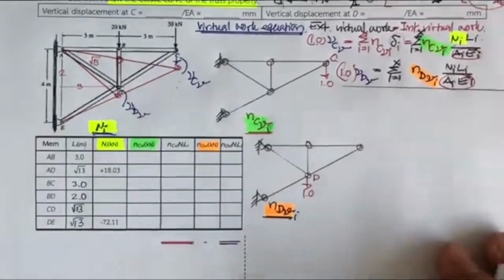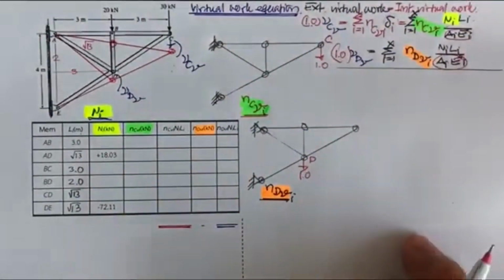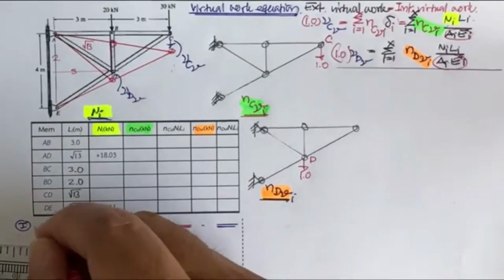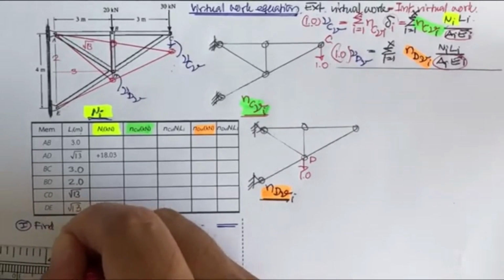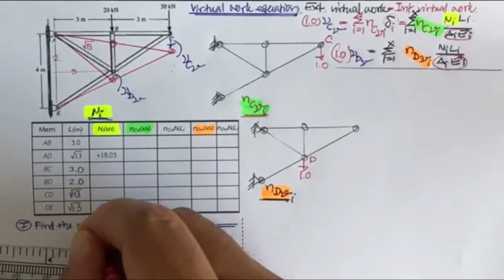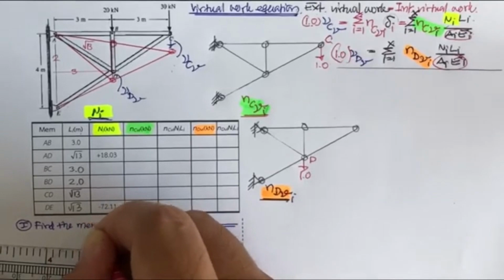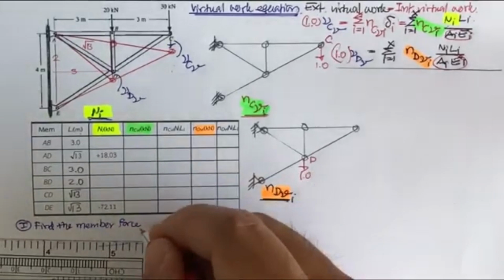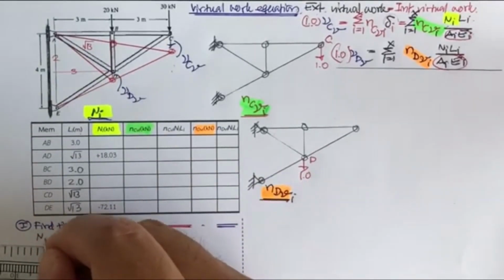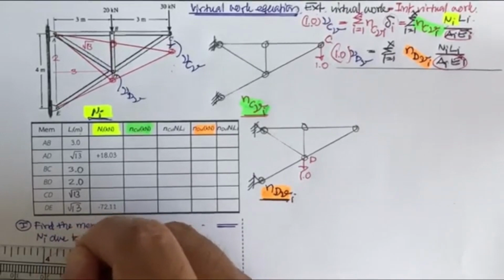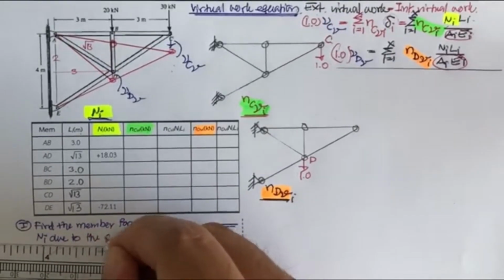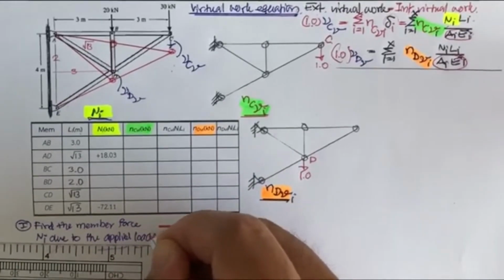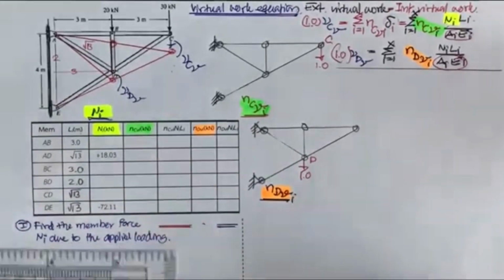Let us start by analyzing the task. The first step, we find the member force, which is going to be N sub i due to the applied loading. That is our first one.